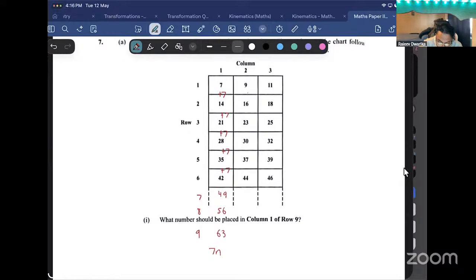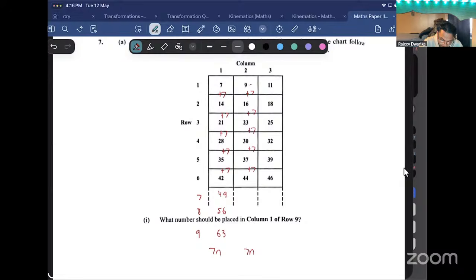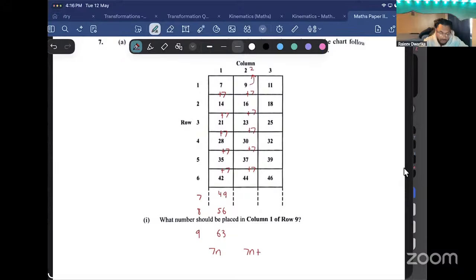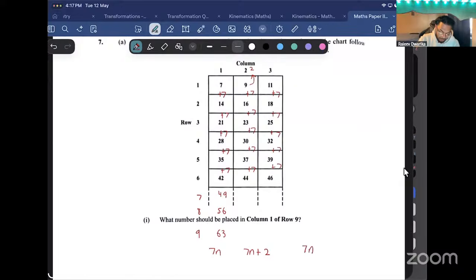The next one, we have 9. What are we adding here consecutively? 7. So it's going to be 7n. If we backtrack a bit, 9 minus 7 is what? 2. So it's going to be 7n plus 2. This is essentially the same kind of question you are accustomed to, in a different format. What are they adding consecutively here? Same 7, right?